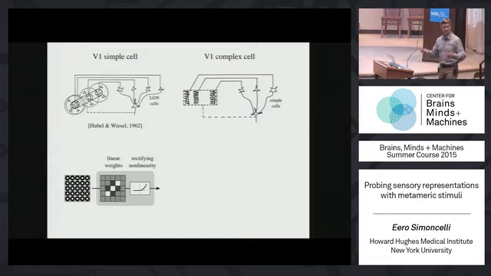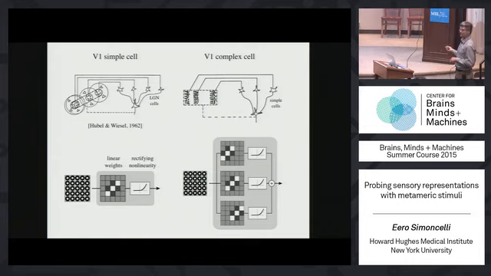Hubel and Wiesel also suggested that you could create complex cells by combining simple cells. This is the diagram from their paper in 1962. And so we can diagram that like this. Here's basically three of these simple cells. They're displaced in position, but they have the same orientation. We half-wave rectify all of them, add them together, and that gives us a complex cell.